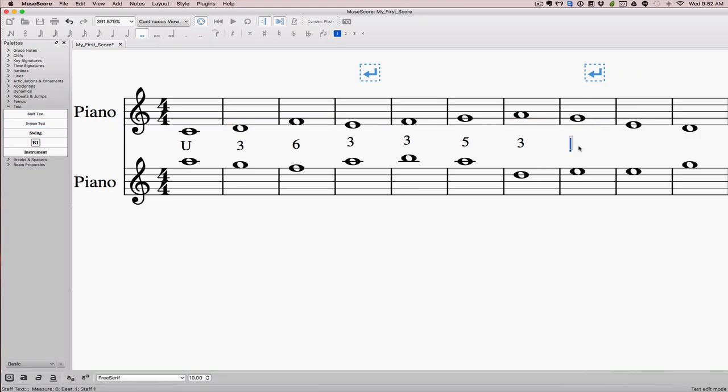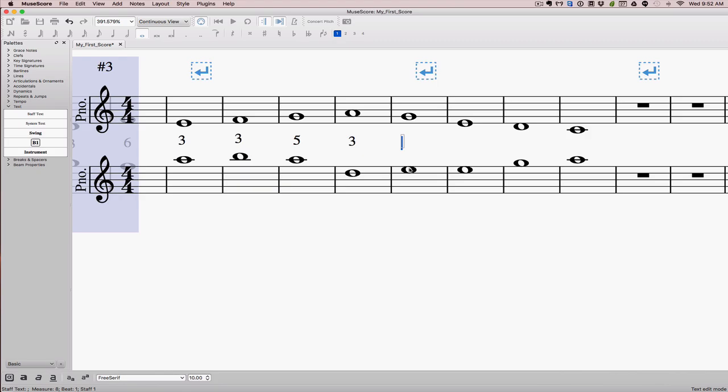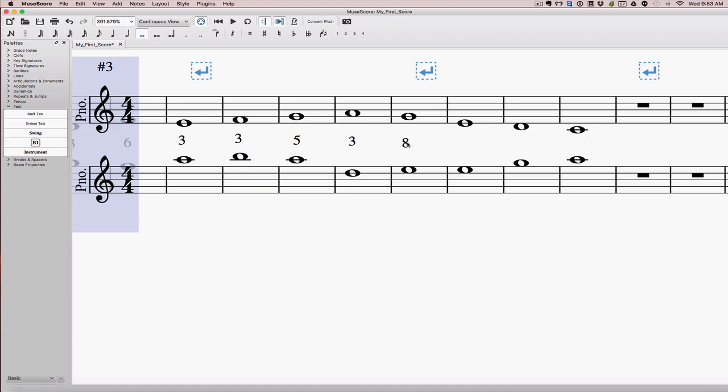Here we have a G. Let's slide over. A G and a G. So there is an octave in between here. But for this one, we are going to write 8 for octave because we want to separate octaves in unison. So let's just write 8 for octave.